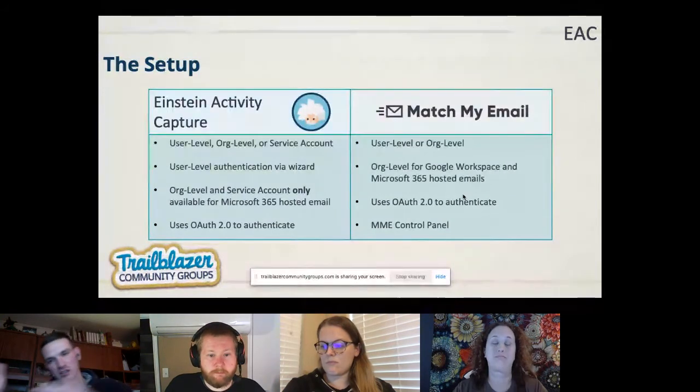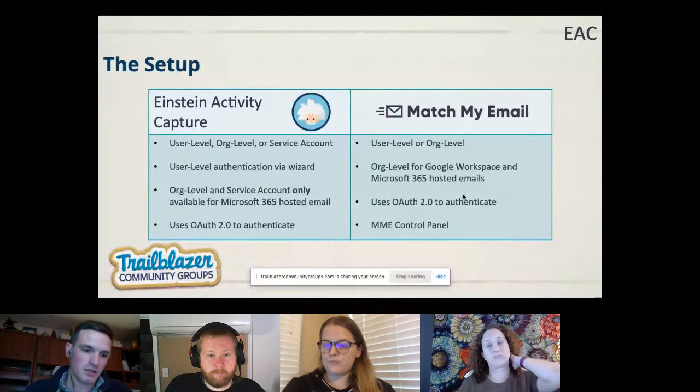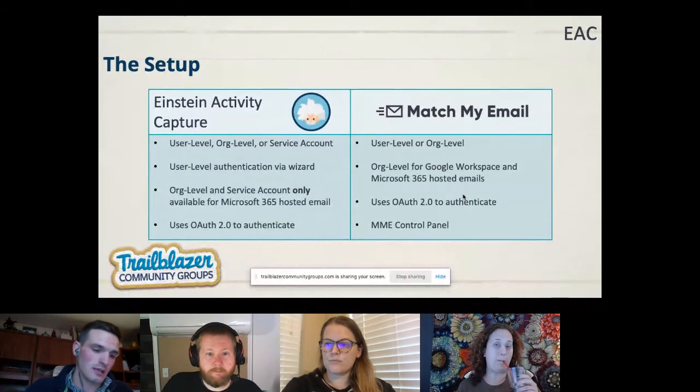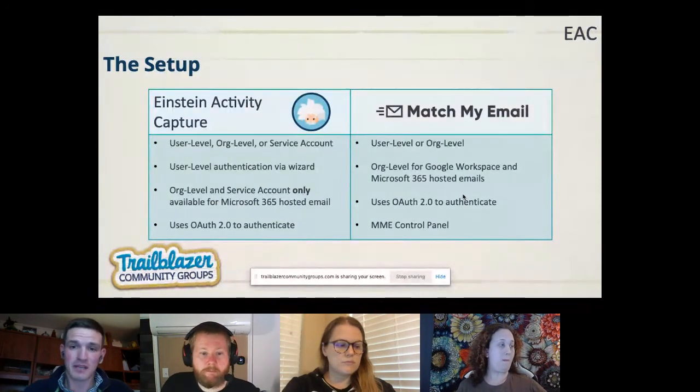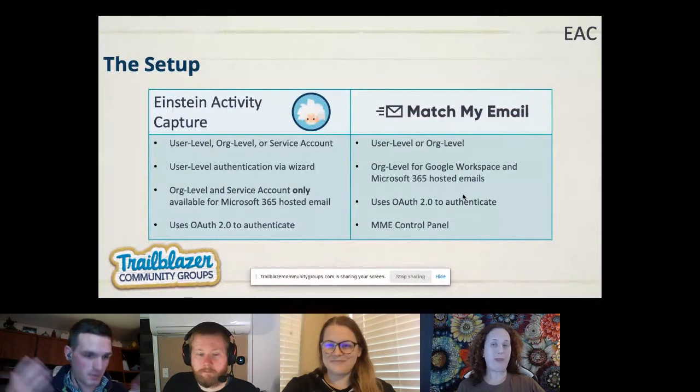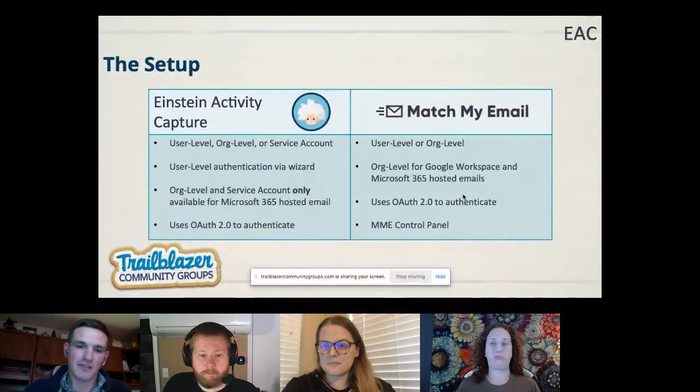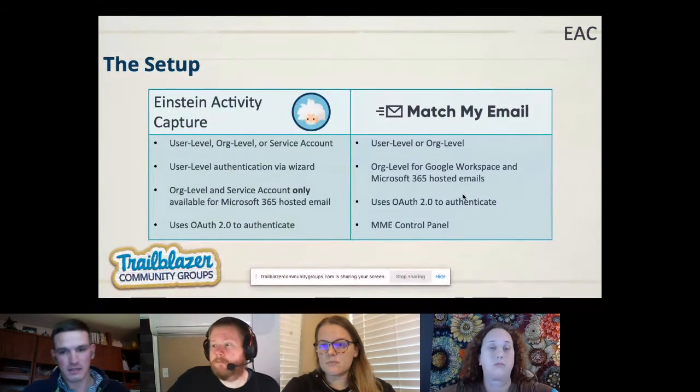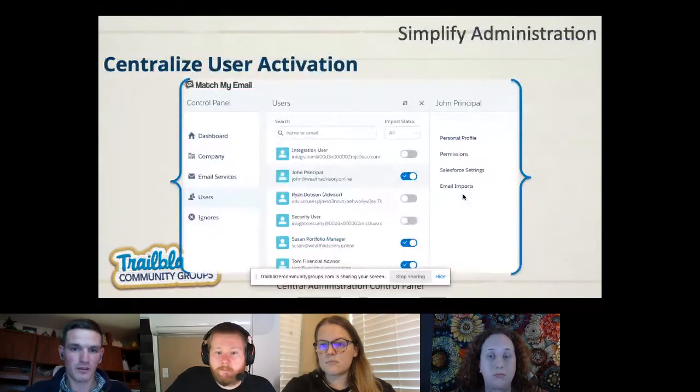Crossing over into the Match My Email space, which I can speak a little more knowledgeably about, is how we set up. We can do it on the user level, creating IMAP connections, which is helpful because almost all email servers have an IMAP port, so we can integrate with any email server out there. The other version is at the org level, for anybody hosted on Google Workspace or 365 servers, and that is all happening from our control panel.